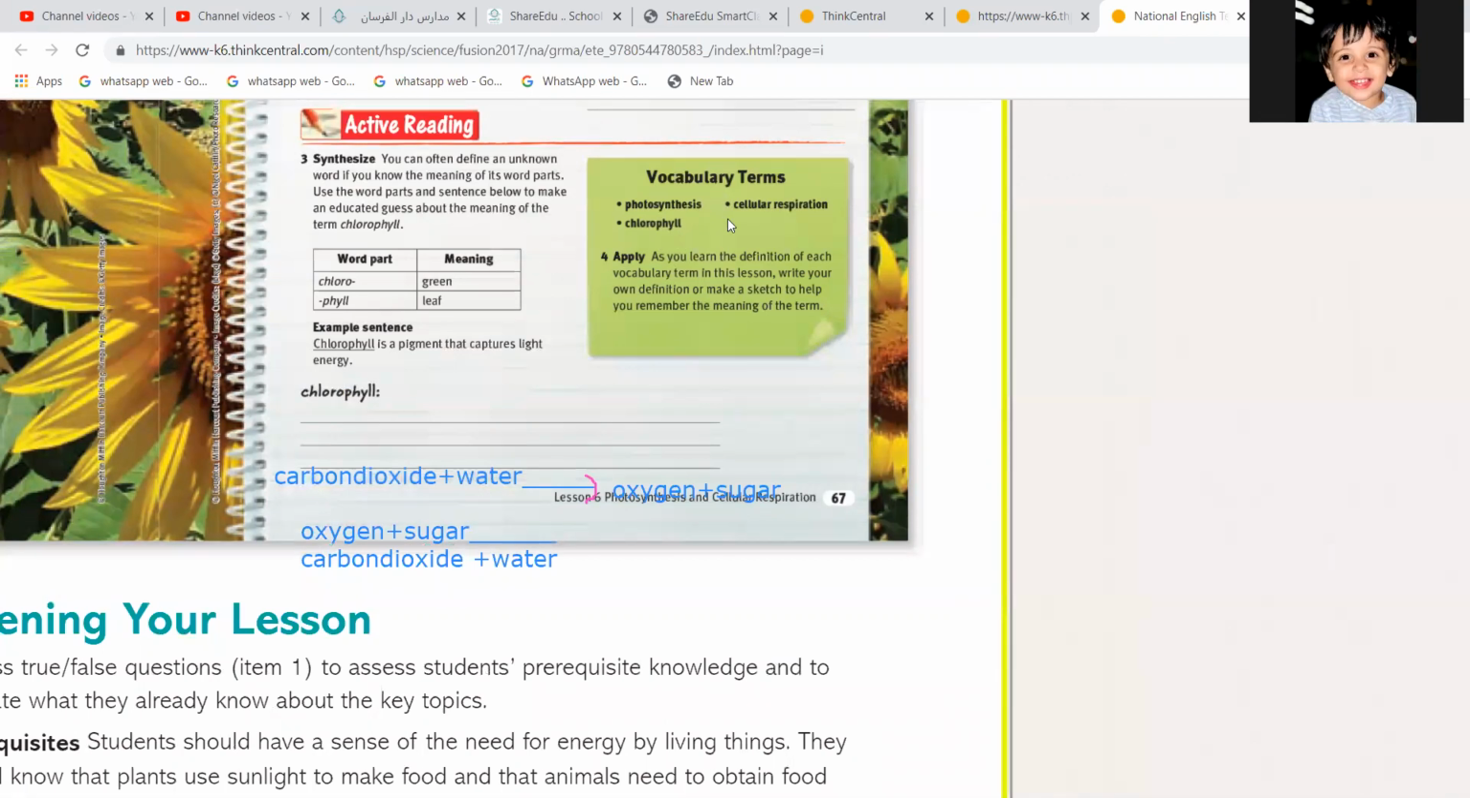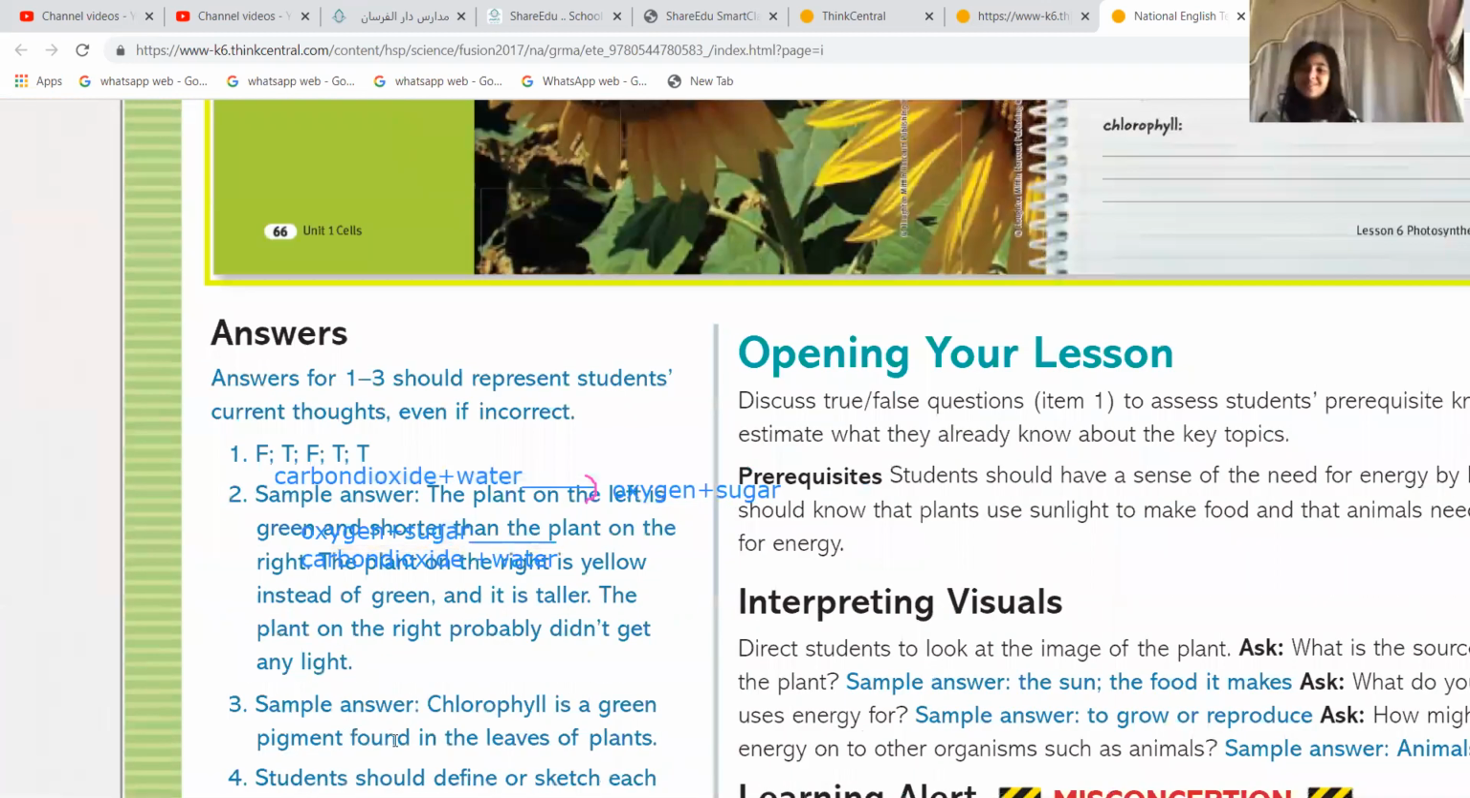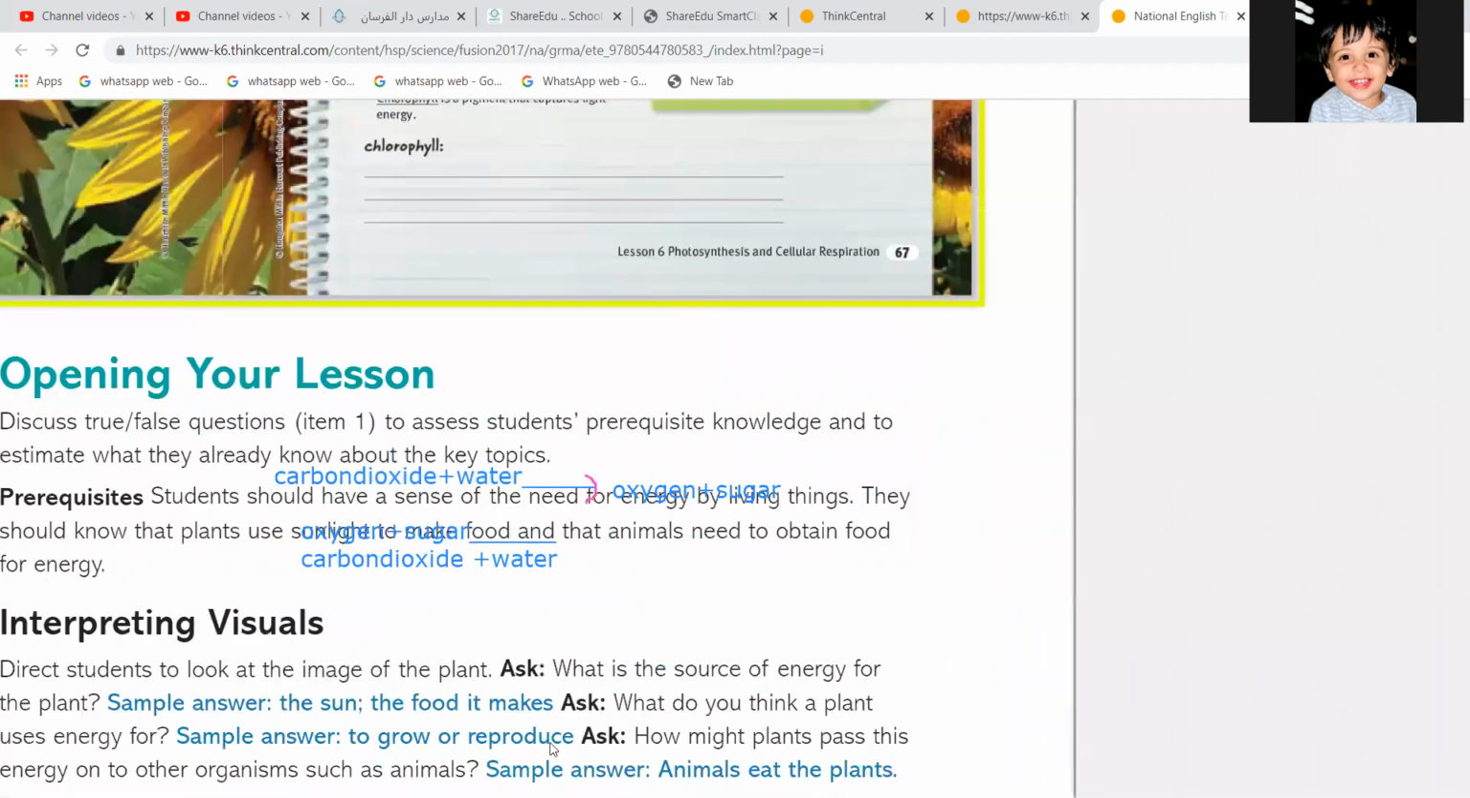See, plants, vocabulary, right? There are three terms here: photosynthesis, cellular respiration, chlorophyll. And I remember last year we took that some were the ones that only eat meat, the ones who only eat plants. In making food. See, it's written here. Chlorophyll is the green pigment found in leaves of plants. All right.